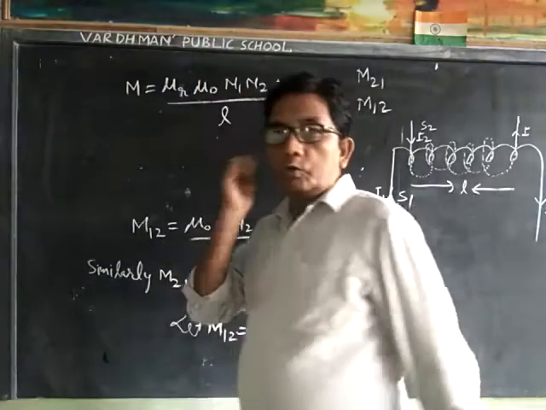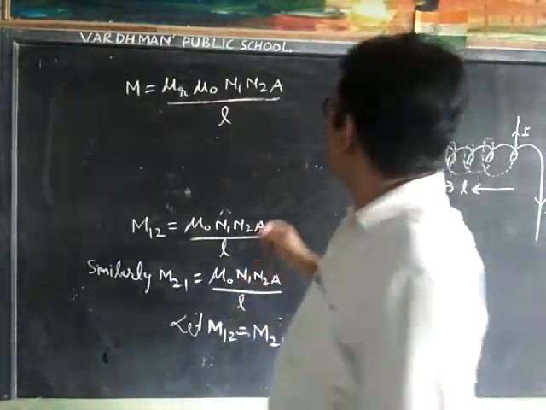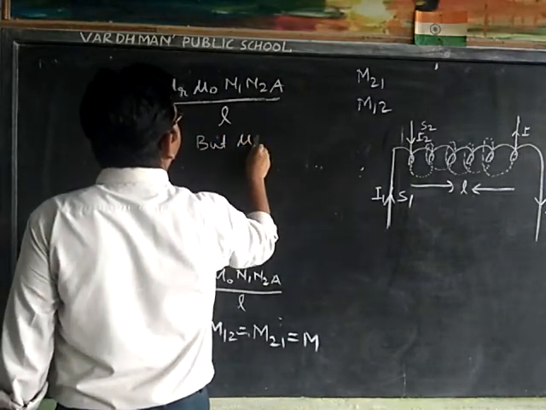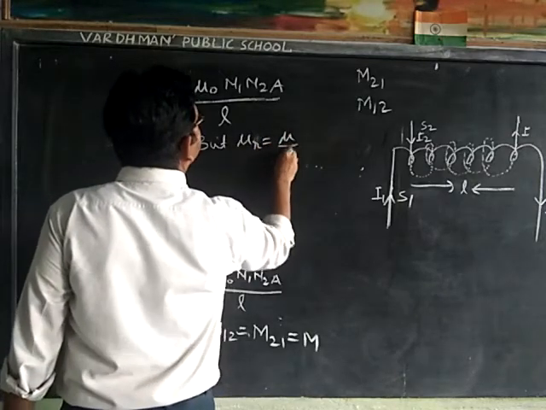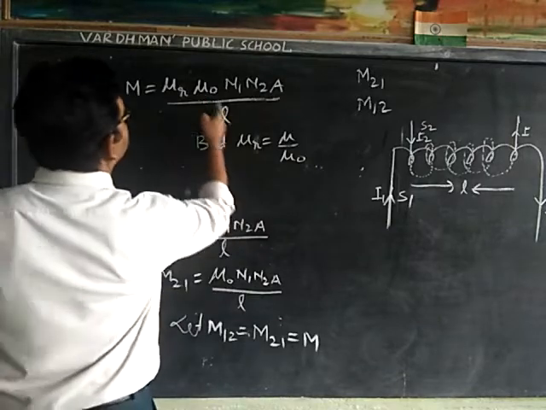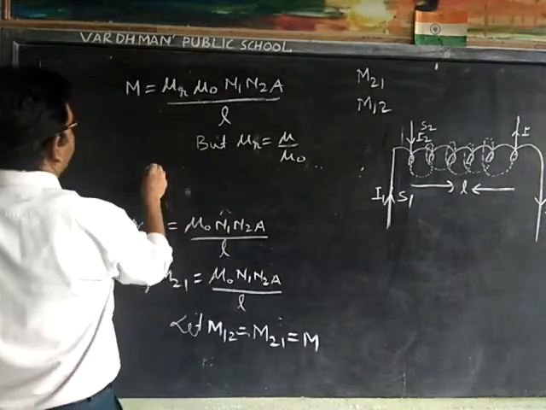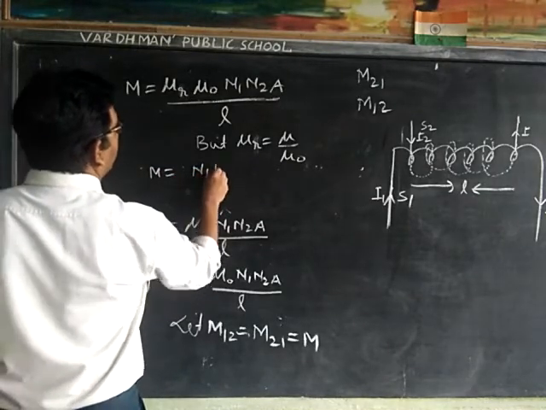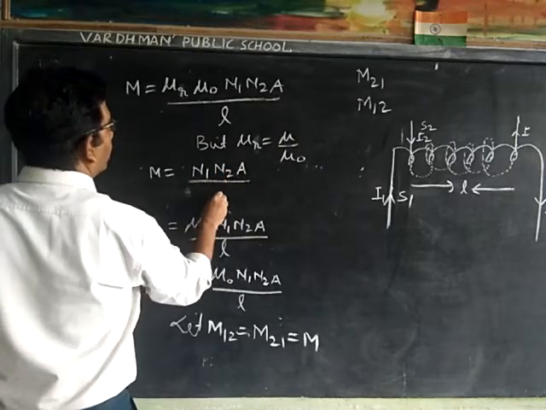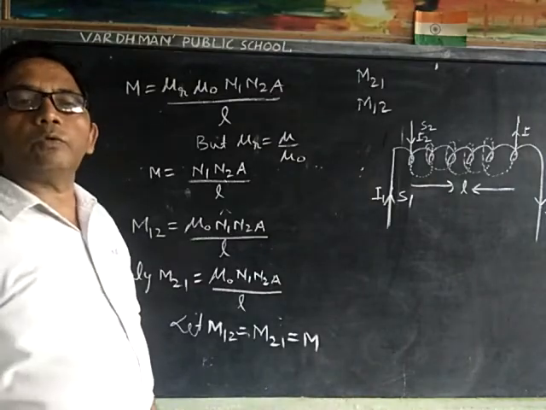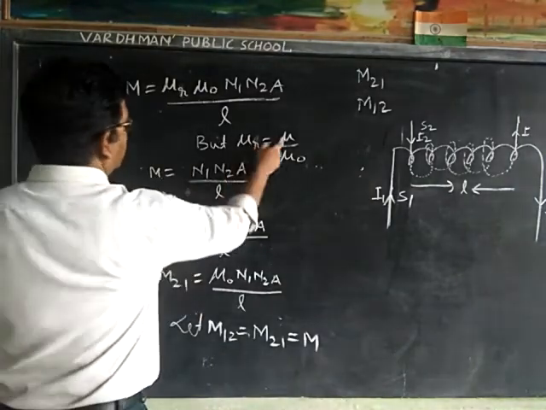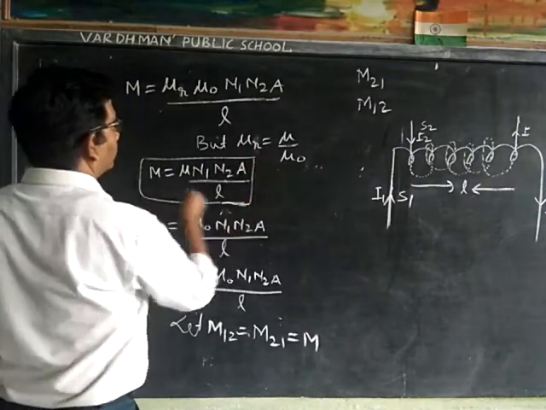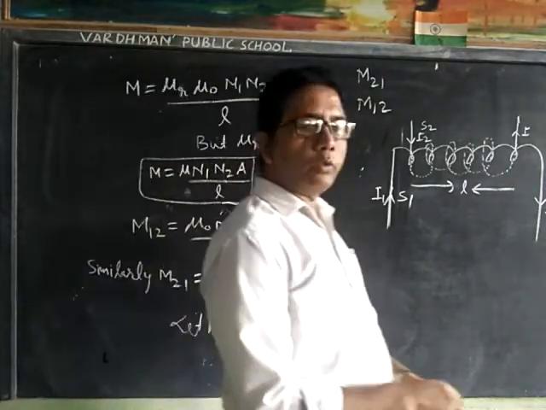But mu r is equal to mu upon mu 0. Cancelling mu 0, M is equal to mu N1 N2 A upon L.